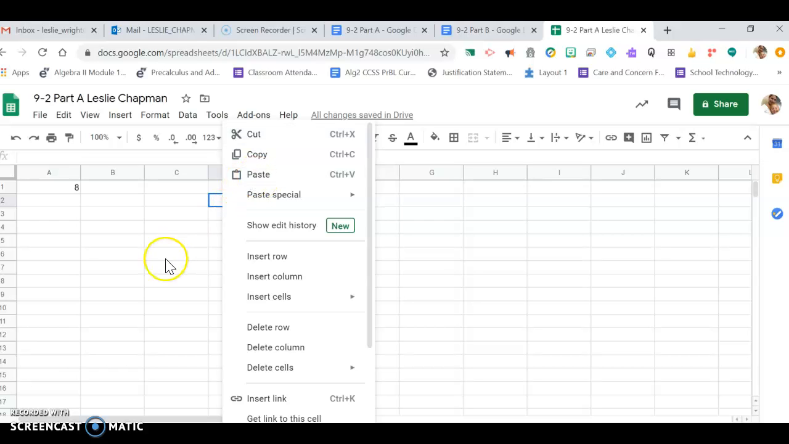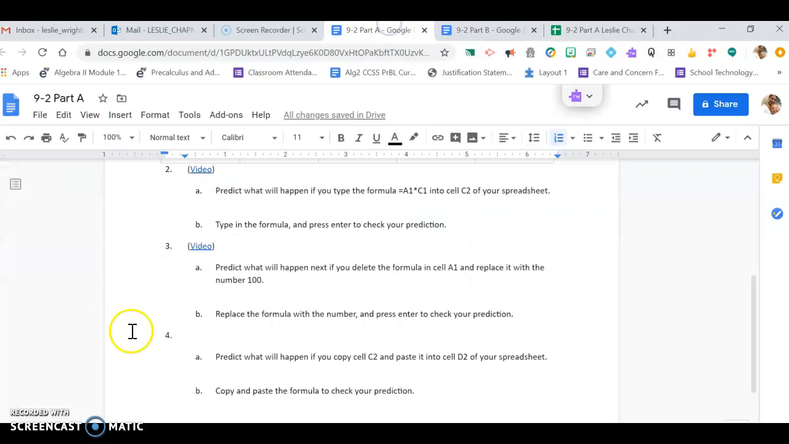and push paste. So first predict what's going to happen, then copy and paste the formula to check your predictions. Make sure that we're writing a full sentence, how it compared to our prediction.